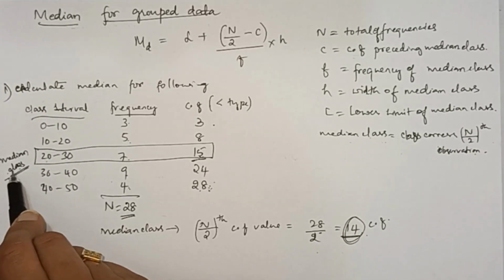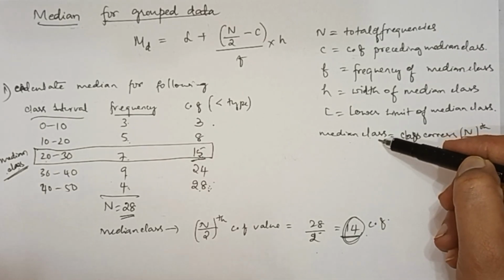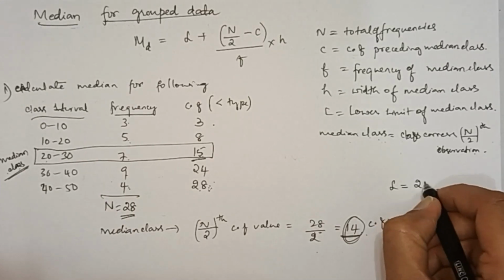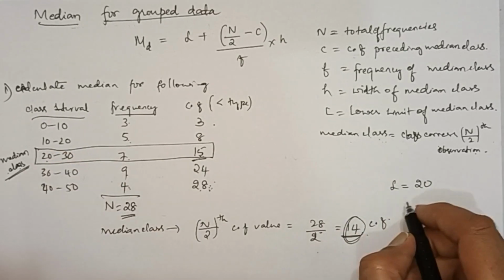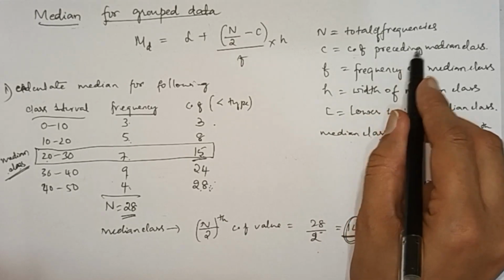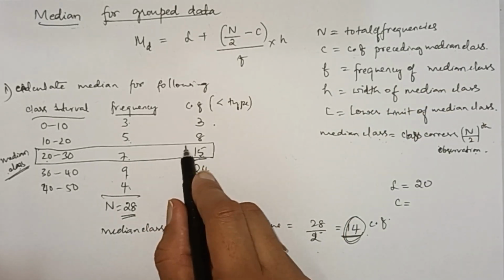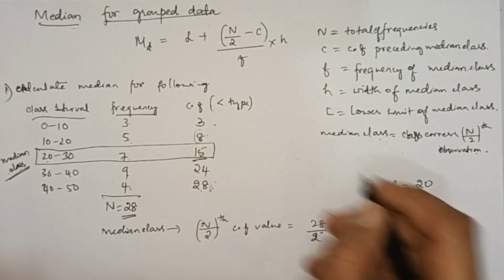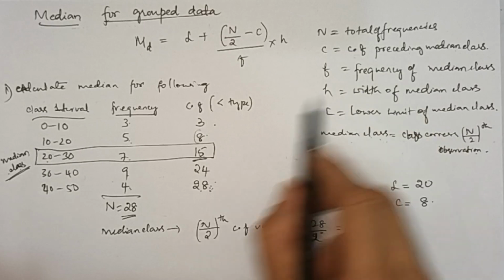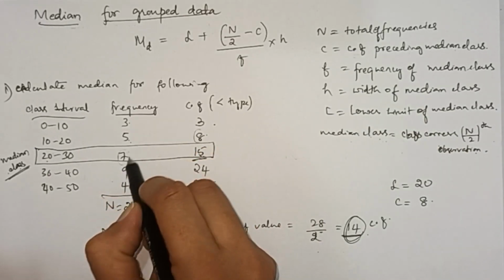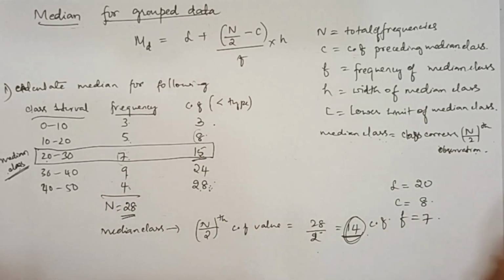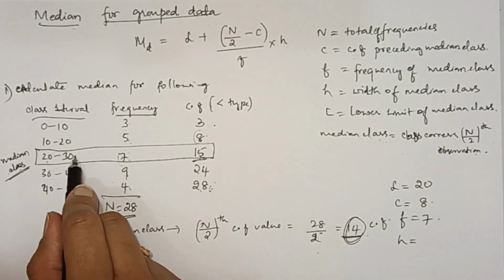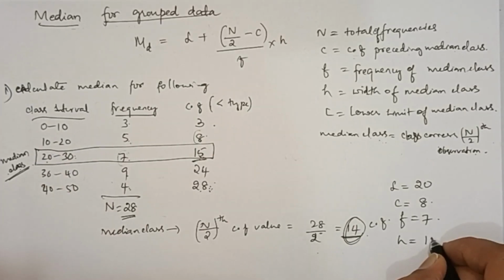Once you obtain the median class, you have to find all these. L means the lower limit of the median class, which is 20, because for 20 to 30 the lower limit is 20. C means the cumulative frequency just preceding the median class, just before the median class, so C equals 8. F means the frequency of the median class, you have to see this column, that is 7. Then H means the width of the median class, upper limit minus lower limit: 30 minus 20 gives you 10.